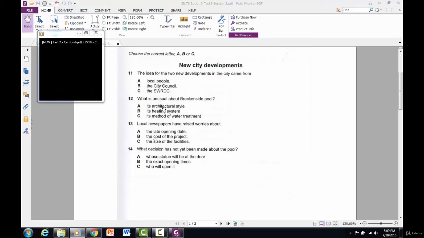For architectural. Again, they're using exact language to try to pull you in and make you try to choose that answer choice. But again, no connection to unusual.